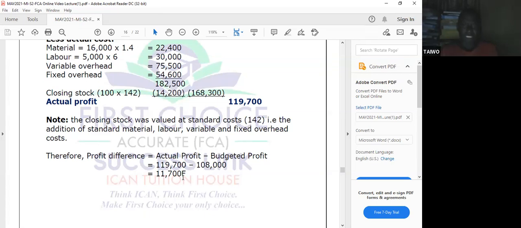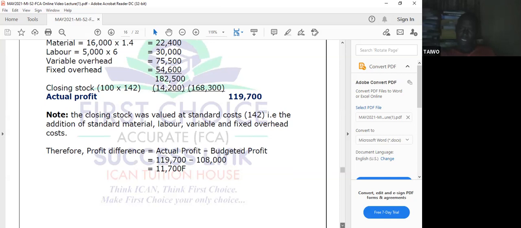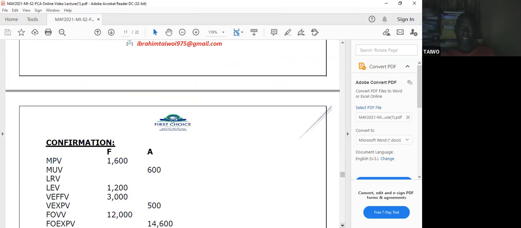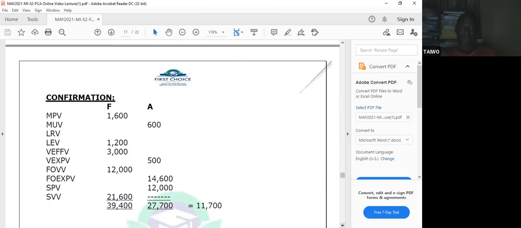It means that there was a profit difference, which is actual profit minus budgeted profit, and that is 11,700. So all the variances that were computed must be equal to 11,700 favorable. All the variances that were computed. If it's not equal to this, then it's as if you made a mistake or you want to repeat. So that's that. So let us confirm this.